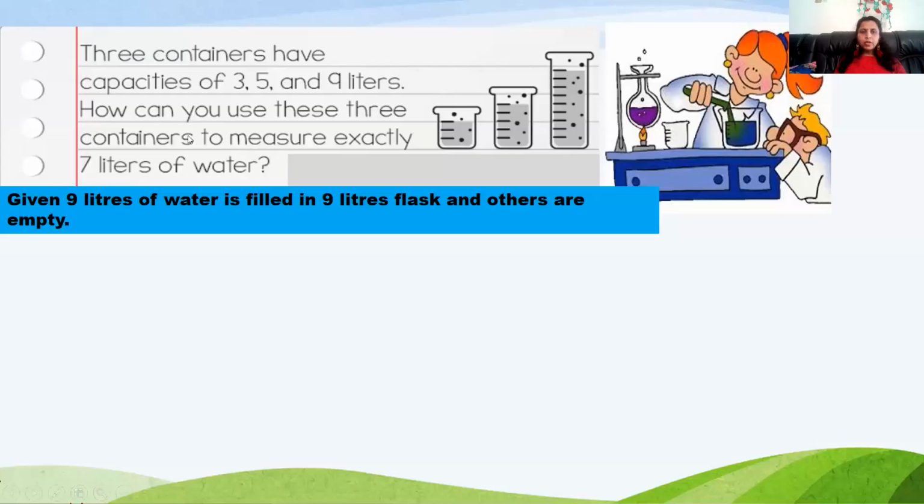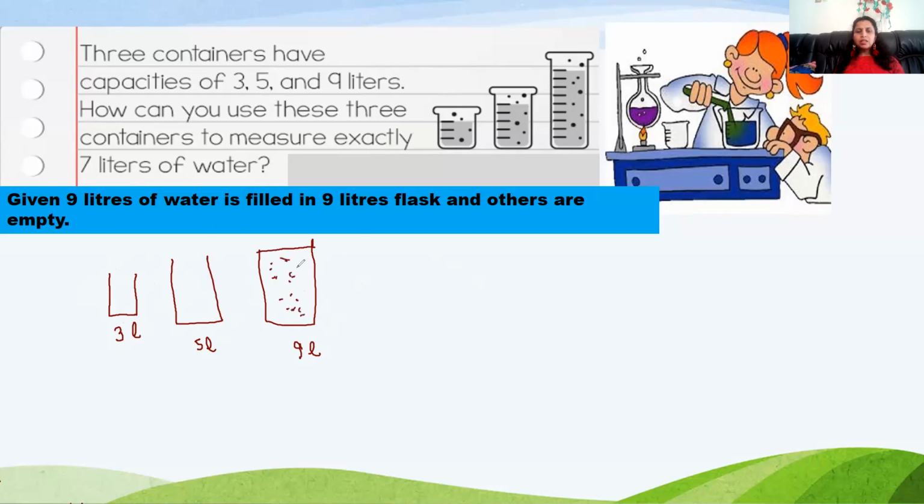So now for today, this is another problem. Just try to see. This says we have 3 flasks. One flask has 3 liter capacity, another has 5 liter capacity, and the last one has 9-liter capacity. The 9-liter flask is full, filled with water. These are empty. And from these 3 flasks, we have to measure 7 liters of water.